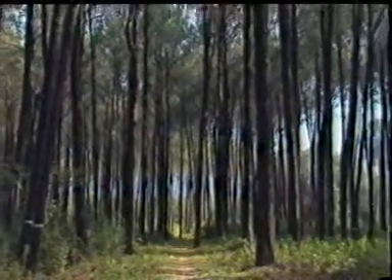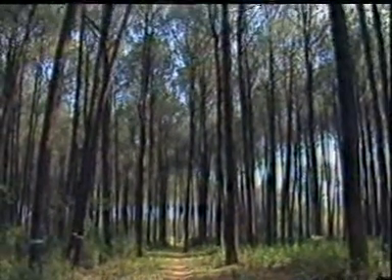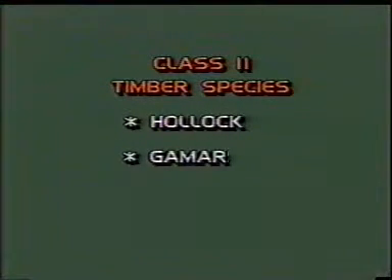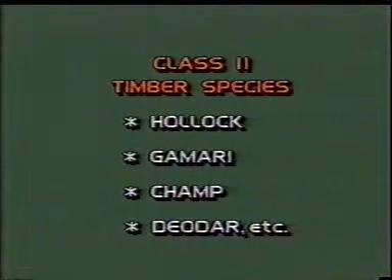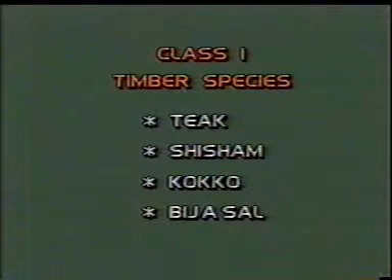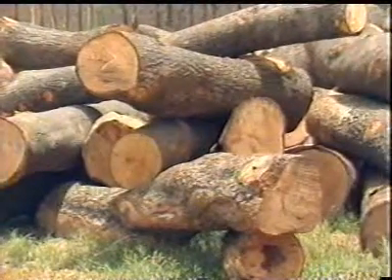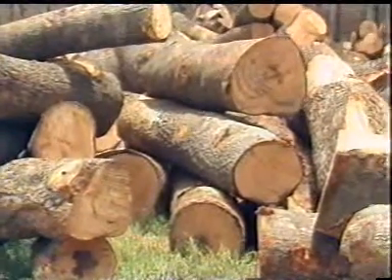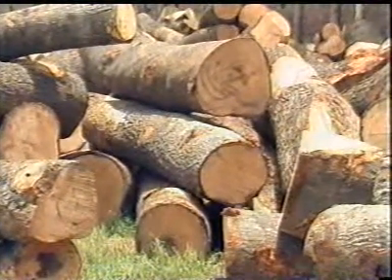The story of factory-made shutters begins from the forest. Trees are felled when they attain maturity. For most situations, class 2 timber species such as hollock, gamari, cham, deodar, etc. are used. However, where desired, class 1 species such as teak, shisham, kokko, bijasal, etc. may be used. The parts of the tree mainly used are the trunks and sturdy straight branches.